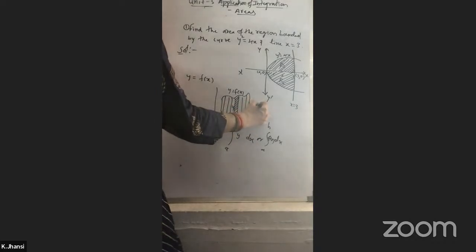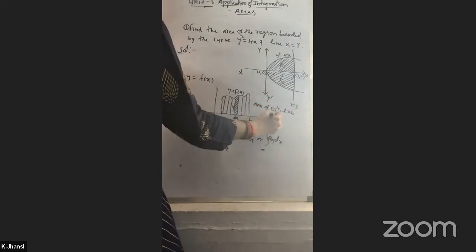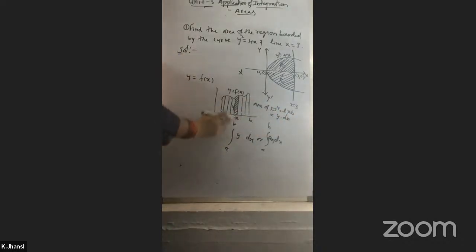So we know that the area of a rectangle is length into breadth. Length is our y and breadth is our dx. From this we are finding the area, and this is the concept of definite integration. For definite integration, whatever part we are finding the area of is called the application of integration. So this is the main concept of finding areas, how you get it as y into dx. Just this introduction you have in your textbook.